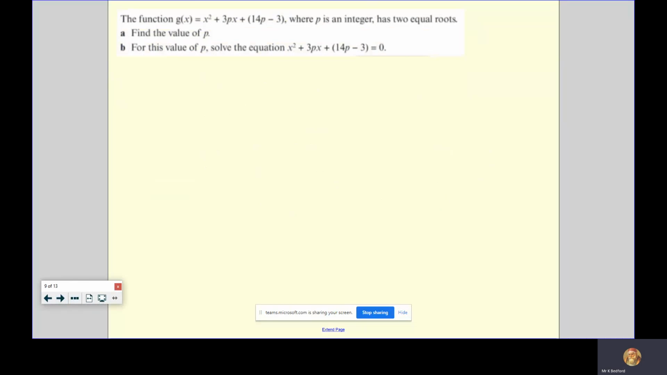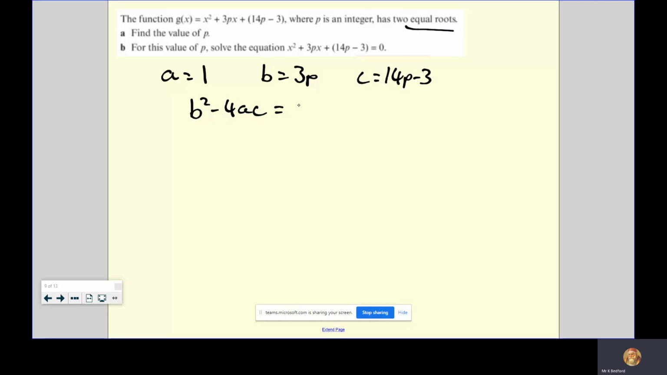The function g of x equals x squared plus 3px plus 14p minus 3, where p is an integer, has 2 equal roots. Find the value of p. So again, because it looks a bit nasty, I don't really want to try it without first making sure that I've got my a, my b is 3p, and my c is going to be 14p minus 3. So I've, again, b squared minus 4ac. And this time, if it's 2 equal roots, I want it equal to 0.